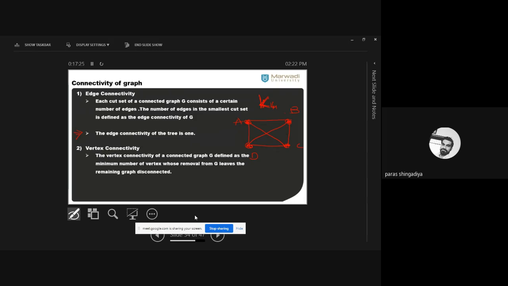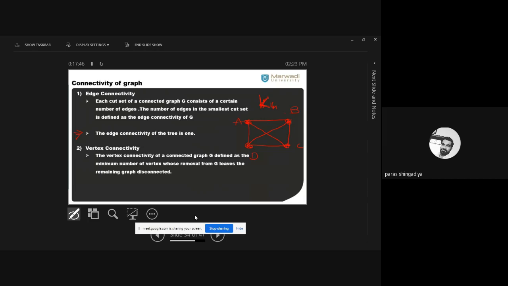Disconnected, what is the meaning of disconnected? There will be two partitions of the graph. If the graph yields only one partition, then it is not a disconnected graph. Clear? You have to convert the graph flow into two partitions, okay? So to call a graph disconnected, that is one partition, that is the second partition.